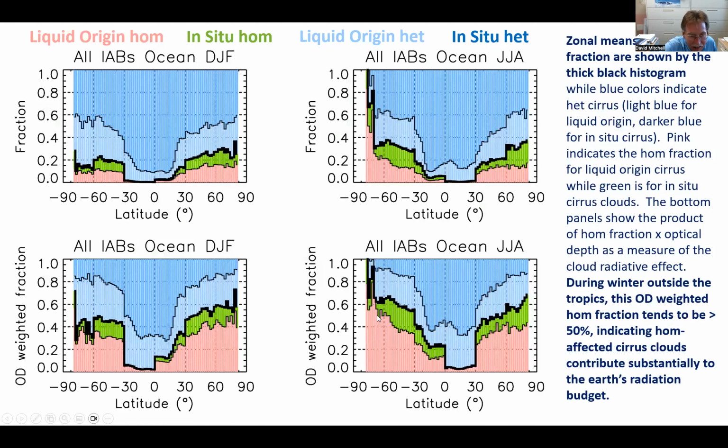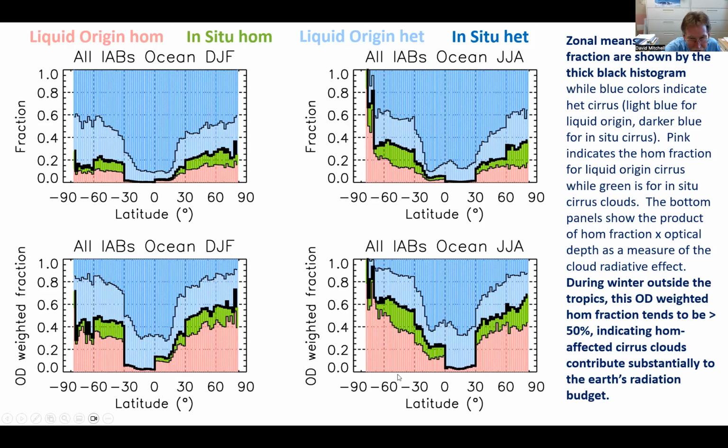And then we also looked at the zonal means for the cirrus fractions. In the tropics, we don't see a whole lot of hom cirrus, but outside the tropics, we do, more anyway. And it's basically between 20 and 35% outside the tropics, with the exception of Antarctica, where it can get quite high.